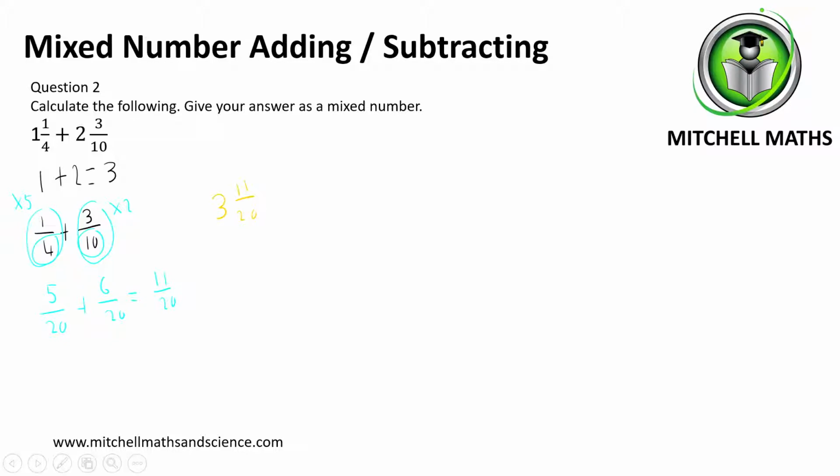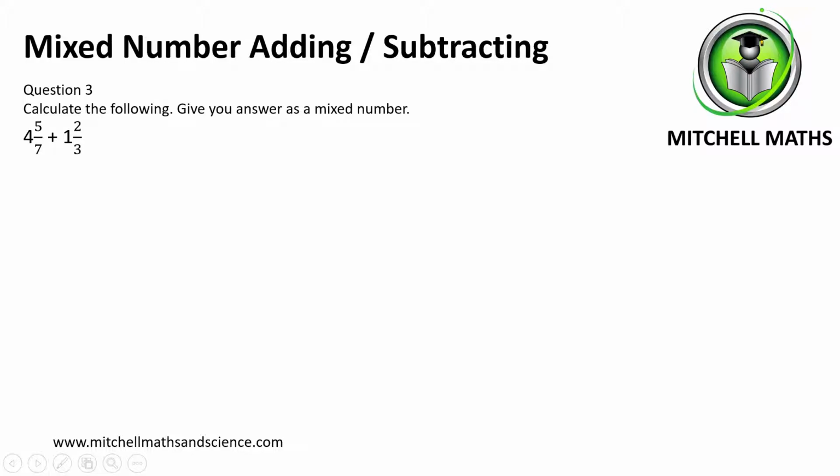So you add the numbers and add the fractions separately, and then put them together at the end. Now, sometimes the fraction is going to be bigger than 1, so you might need to convert that to a mixed number. So we'll have a look at an example where you need to do that.